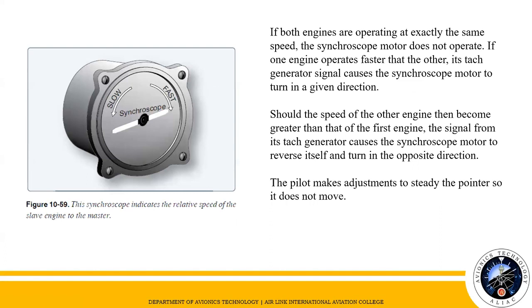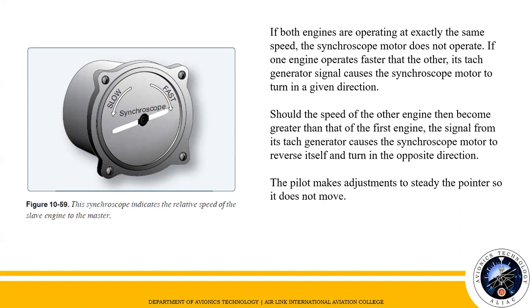And yung example ng synchroscope. So if both engines are operating at exactly the same speed, the synchroscope motor does not operate. Okay? Tandaan nyo, si synchroscope. Kung same sila ng speed, hindi gagalaw si synchroscope kasi synchronized na sila. Pero if one engine operates faster than the other, yung tach generator signals cause the synchroscope motor to turn in a given direction. Should the speed of the other engine then become greater than the first engine, the signal from its tach generator causes the synchroscope motor to reverse itself and turn to the opposite side.